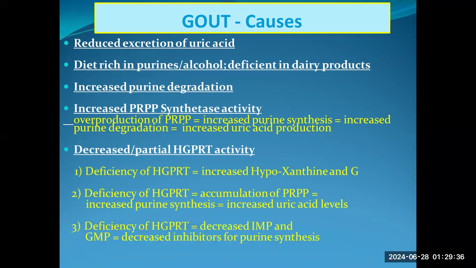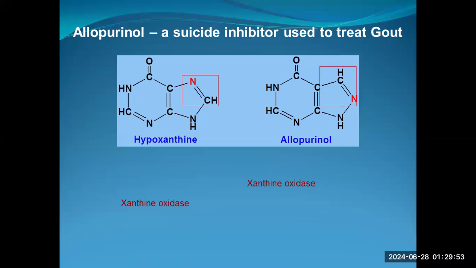Deficiency of HGPRT leads to decreased IMP, inosine monophosphate, and GMP, and that leads to decreased inhibitors for the purine synthesis. Allopurinol, a suicide inhibitor, is used to treat gout.